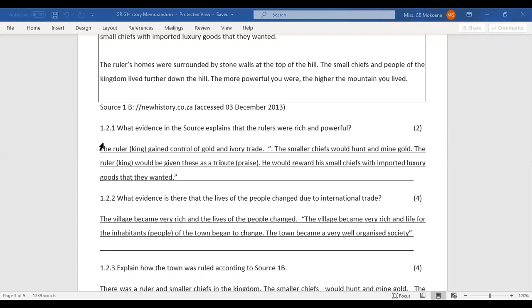So Pure, are you there? Yes, ma'am. Your answer was people brought gold and ivory down the Shashe River to Mapungubwe. So they were giving them to the kings, and the king had control over that gold and ivory. Yes, your answer is relevant. That's correct.